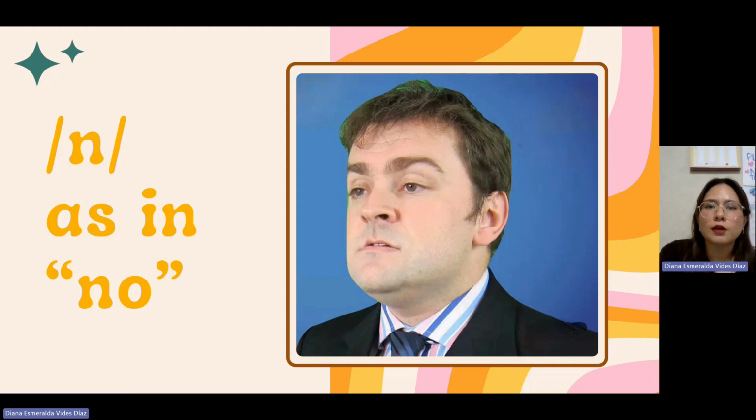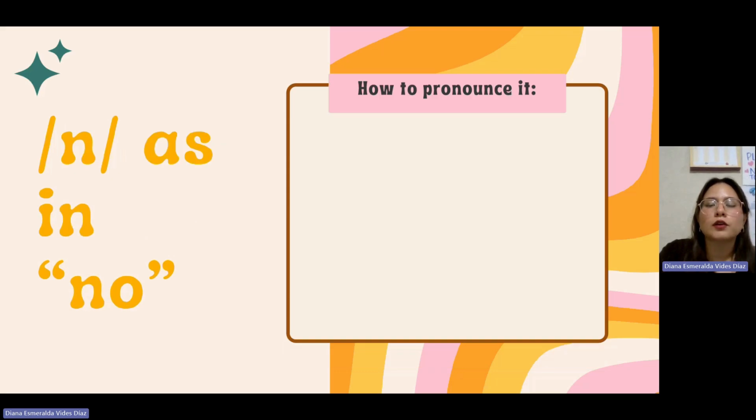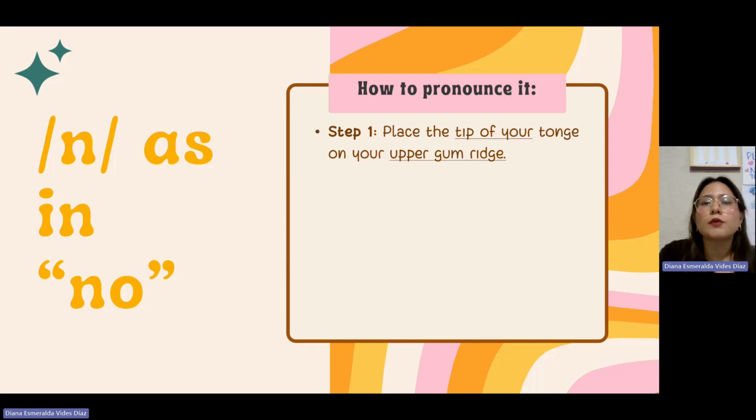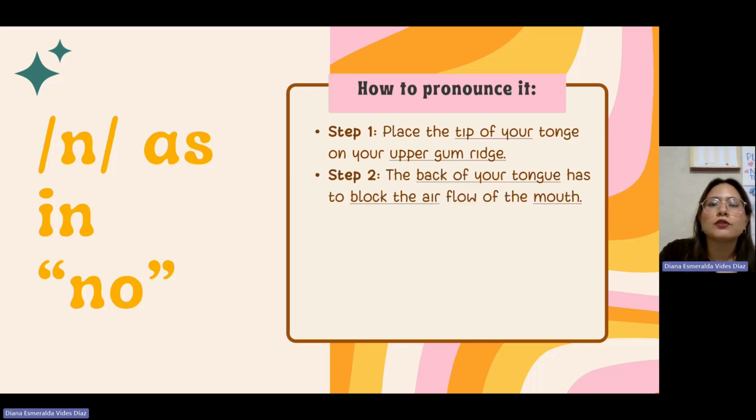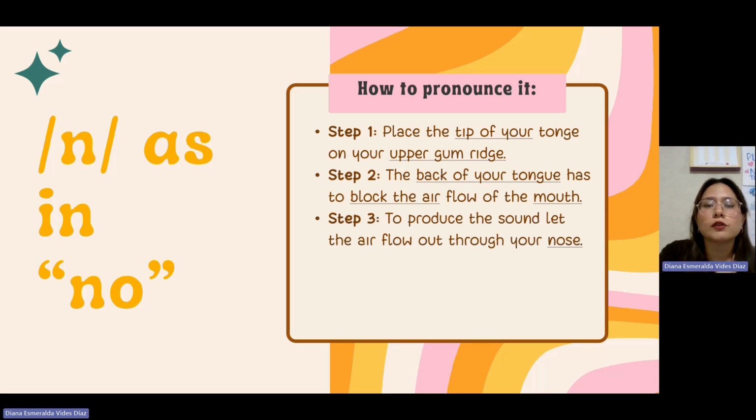The second topic I have is n as in no. On how to pronounce it, the first step is that we are going to use the tip of our tongue and touch our upper gum ridge like this. After that, we are going to use the back of our tongue to block the air from flowing out of our mouth. Instead, we are going to let the air flow out of our nose again, and we are going to feel that our vocal cords are vibrating.